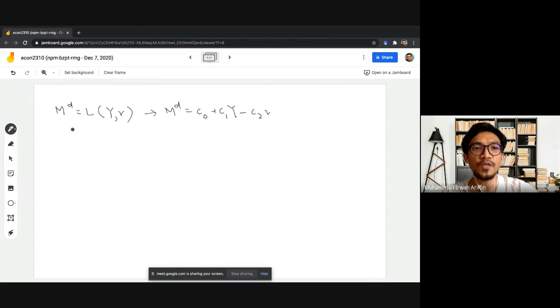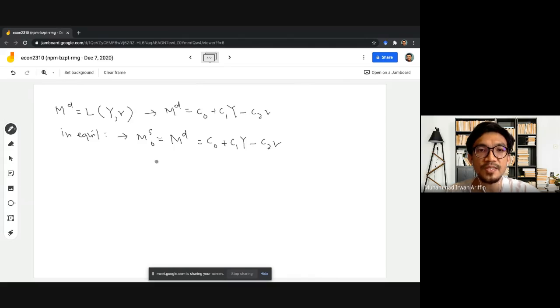And we know that in equilibrium, the condition requires that money supply must equal money demand. So basically what we are establishing here is that money supply must equal C0 plus C1y minus C2r at equilibrium.